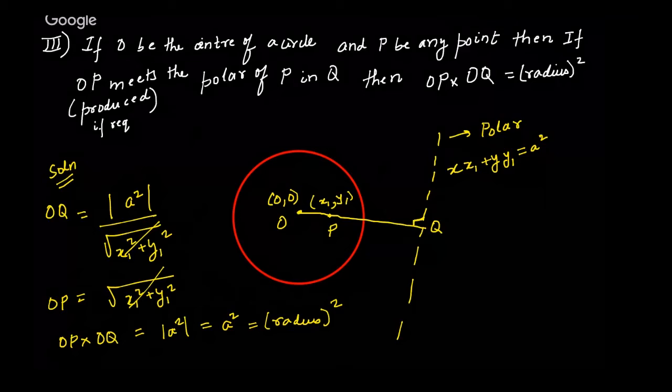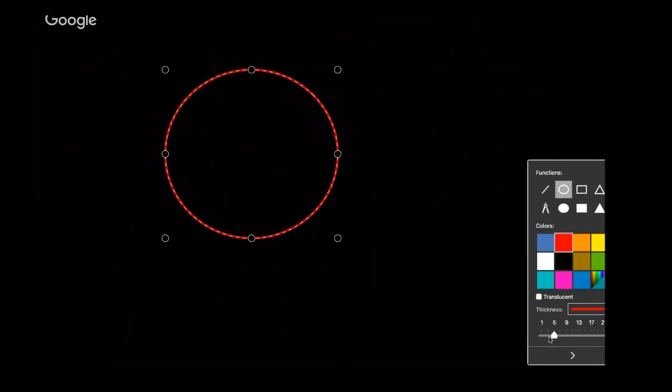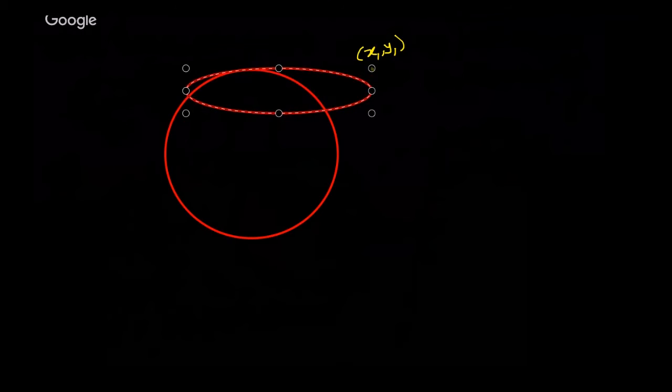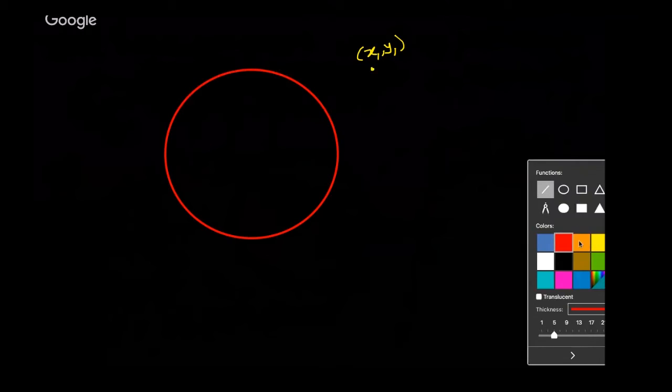So now let's take some questions based on pole and polar. Yeah, before that, let's talk a bit about polar for those points which are outside the circle. So let's say a point is outside the circle, x1, y1, and you're trying to find out the polar for this point. Again, the approach is the same. Through this point you draw as many lines as you can cutting the circle.